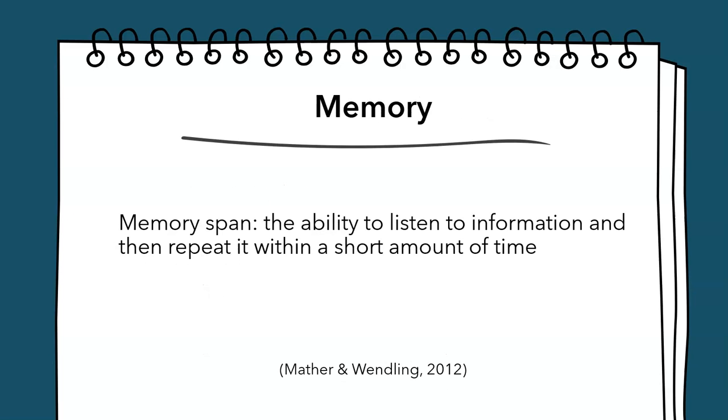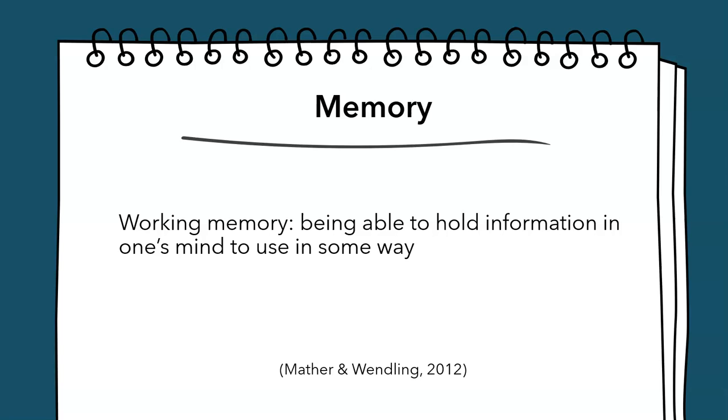Another area is working memory and memory span. According to Mather and Wendling, memory span involves the ability to listen to information and then repeat it verbatim in a short period of time, usually seconds. Working memory involves being able to hold information in one's mind to use it in some way or manipulate it. An example of working memory is listening to a sequence of numbers and then being able to repeat the numbers back in reversed order. So we would need to hold that sequence of numbers in our heads long enough for us to figure out how to reverse those numbers.